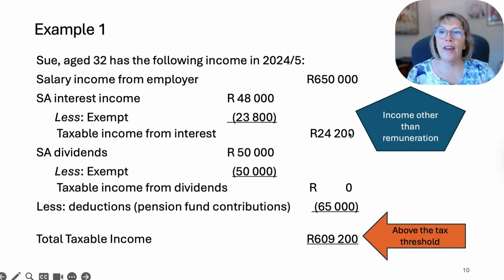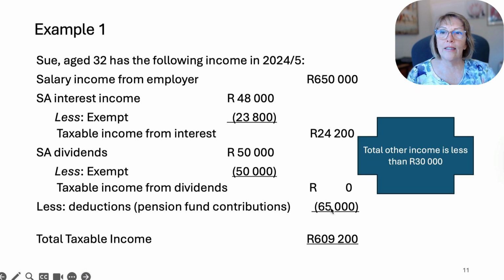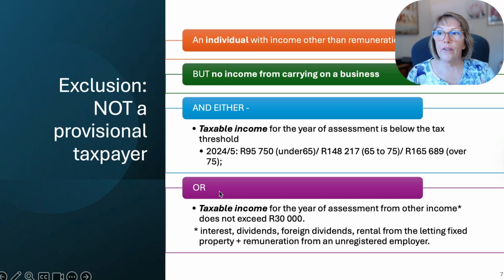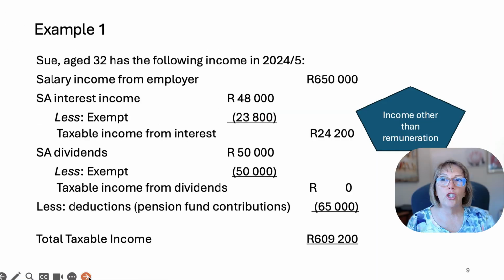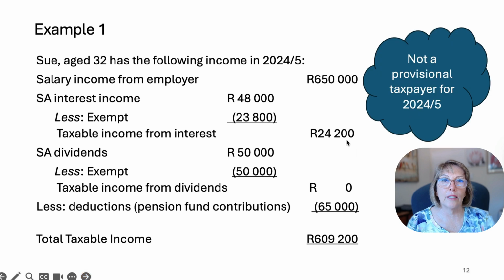But if you look at that combination of the taxable income from other income, it's less than 30,000, right? It's only 24,200 in total. And so she would fall into this exemption over here, where we're saying, yes, her taxable income does exceed the threshold, but her other income does not exceed 30,000 and she's not carrying on a business. And so that means she would not be a provisional taxpayer. Okay, so she's not a provisional taxpayer, even though she's earning other income.